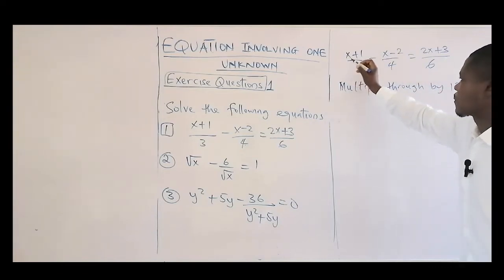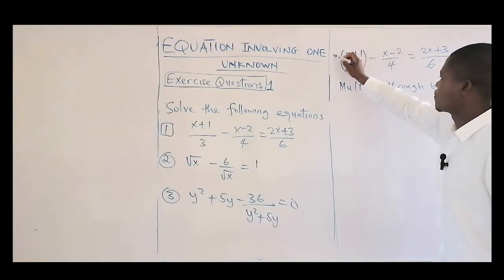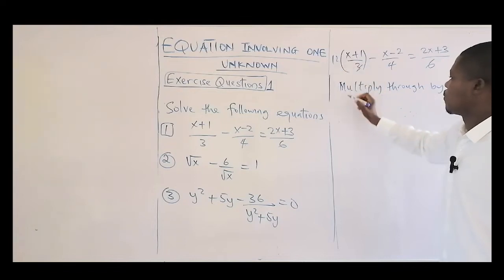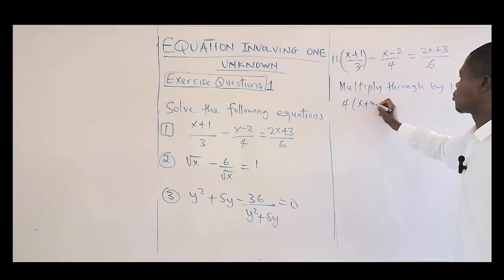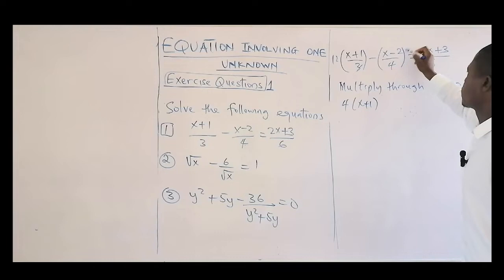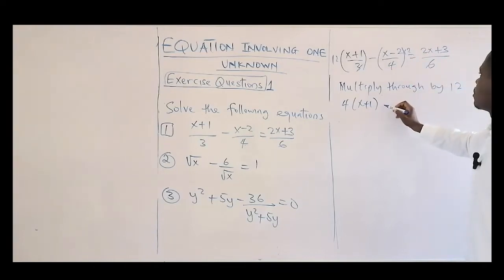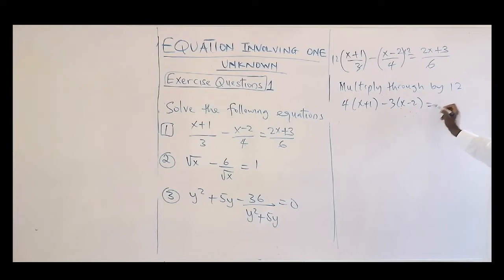So that will be 12 here. Times 12 here, which is 3 here, 1, 3 here, 4. That's 4 times (x plus 1). This one also times 12, which is what? That's minus 3 times (x minus 2). And then equal to times 12 also here, which is 2 times (2x plus 3). The reason we do that is that we want to remove the fraction, remove the denominator.